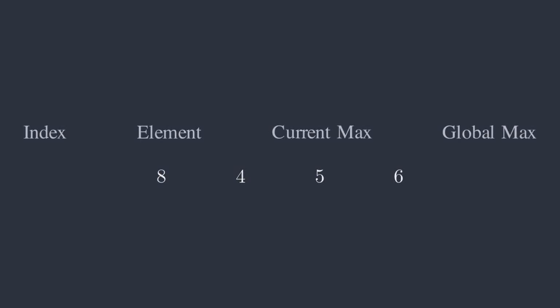Index 8, element is 4. Current max ending here equals max 4, 1 plus 4 equals max 4, 5 equals 5. Global max so far equals max 6, 5 equals 6. And there you have it. After iterating through the entire array, our global max so far is 6. This corresponds to the subarray 4, -1, 2, 1.